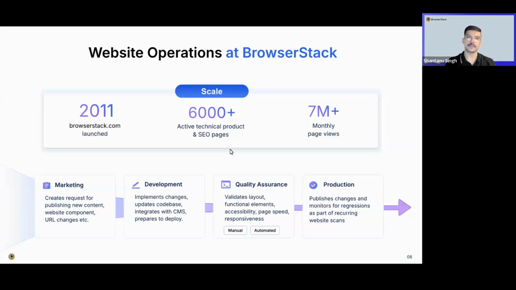Got it. And also, given again, we have multiple products, multiple teams. Every team is coming up with their own experiments, their own changes that they want to deploy, right? And so that really adds to the volume of changes that are going live on our website, right?